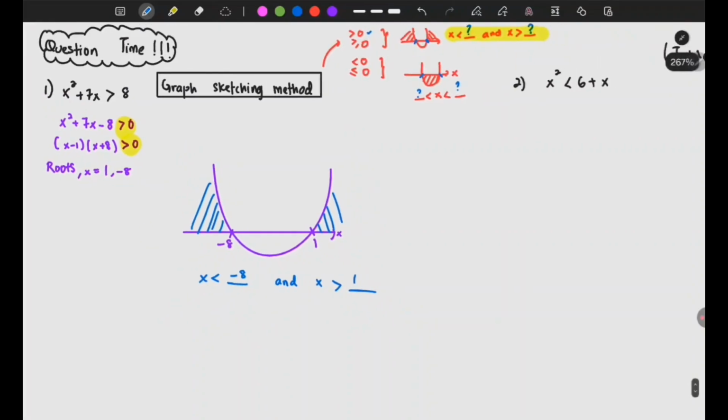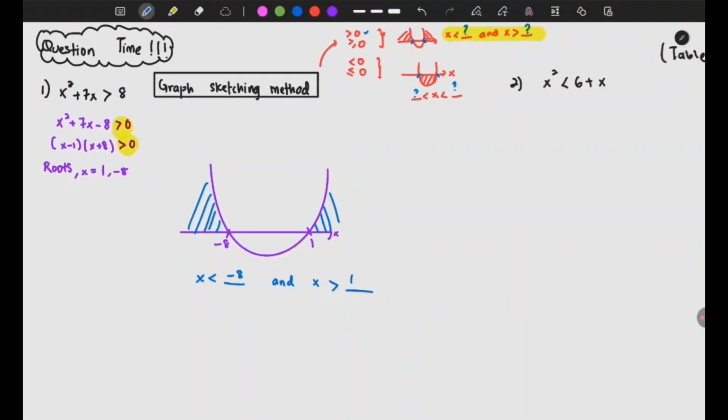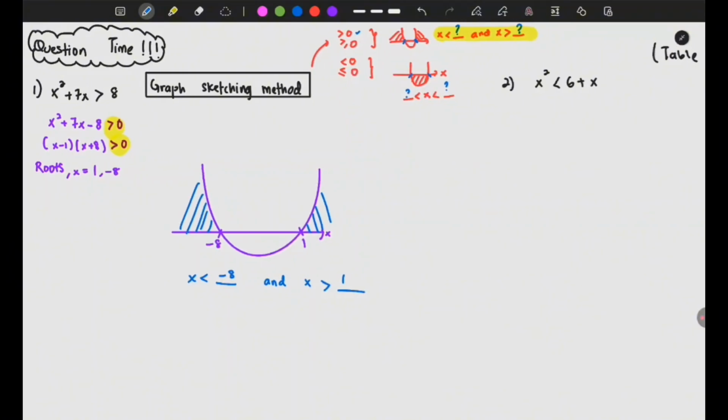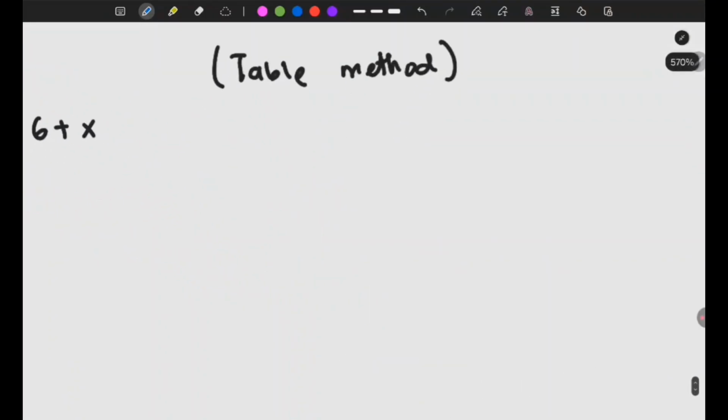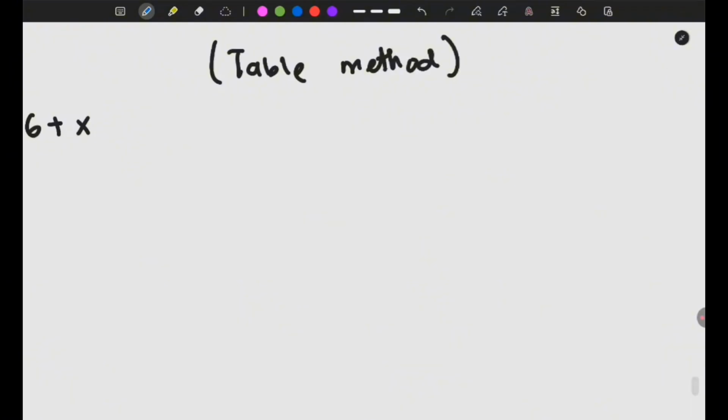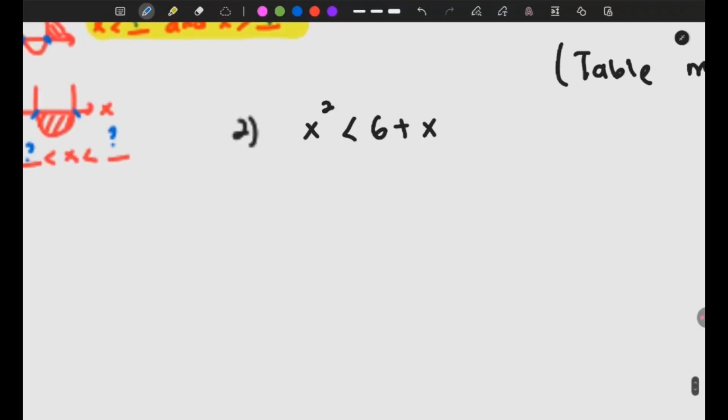Now let's go to the next question. We are done already. And number 2, table method. So we are going to use table this time. So first thing, bring into the quadratic form. So x square here, bring everything to this side. So positive 6 bring here become negative 6. Positive x become here negative x, and then less than 0, correct or not?